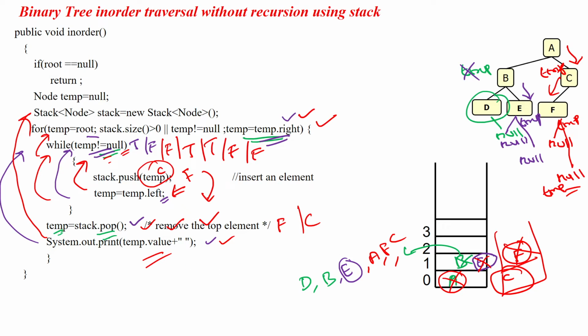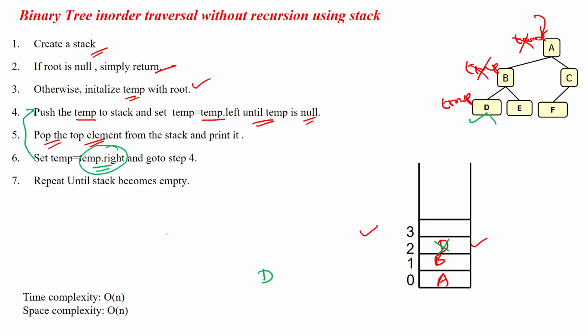Then now the stack is empty. After popping up, stack is empty. Again we are going back to the for loop. Temporary equal to temporary dot right, so c dot right. Here we are having null. So temporary not equal to null is false, so it is coming out of the loop. Stack is popping out, but stack is now empty, so we can stop the algorithm. So once you reach the empty stack, you can stop the algorithm.